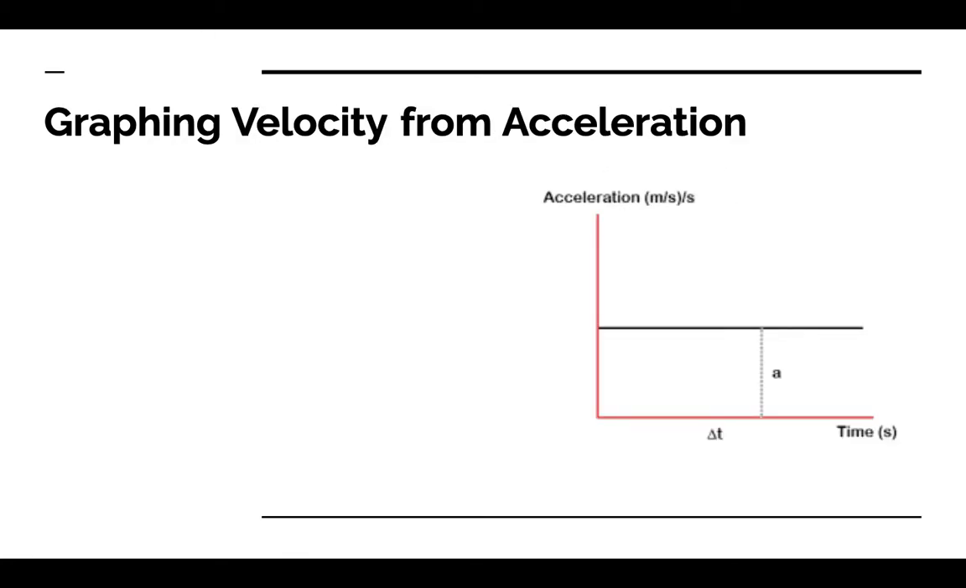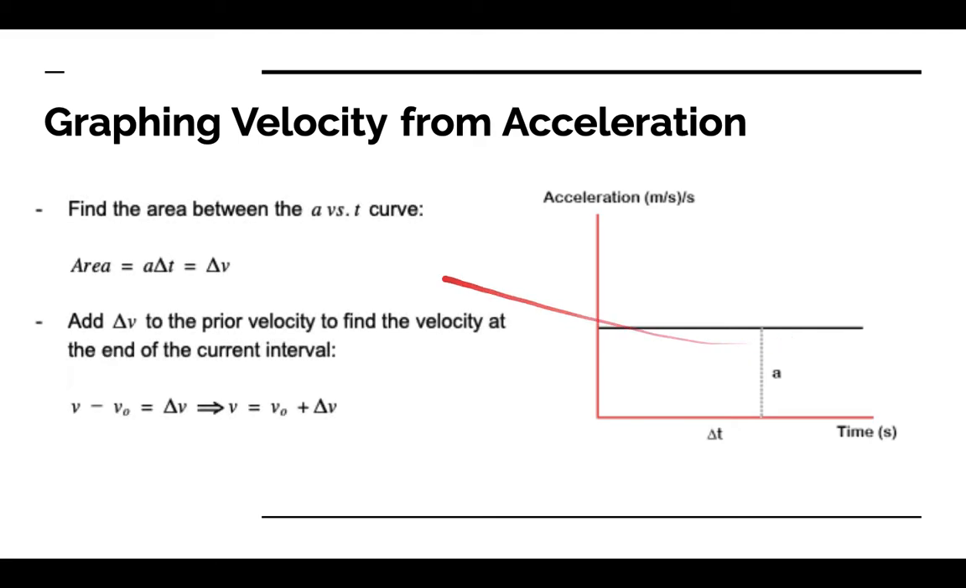So now if we want to graph velocity from acceleration, again, we use a procedure similar to how we calculate a change in position from a velocity versus time graph. The idea is the same principle: the area under the acceleration versus time curve represents our change in velocity.